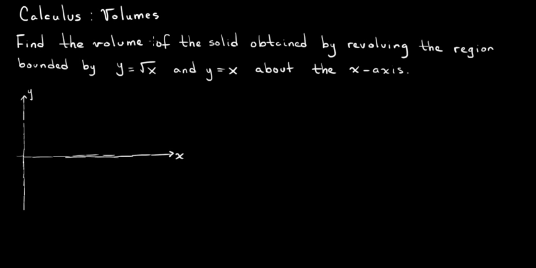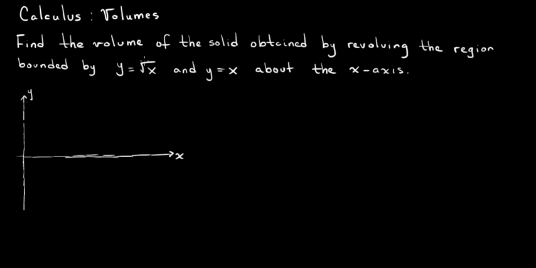Alright, so in this video we're going to continue our discussion on volumes. In the previous videos we looked at three examples and this example will be a little bit different. So I'd like you to find the volume of the solid obtained by revolving the region bounded by y equals the square root of x.